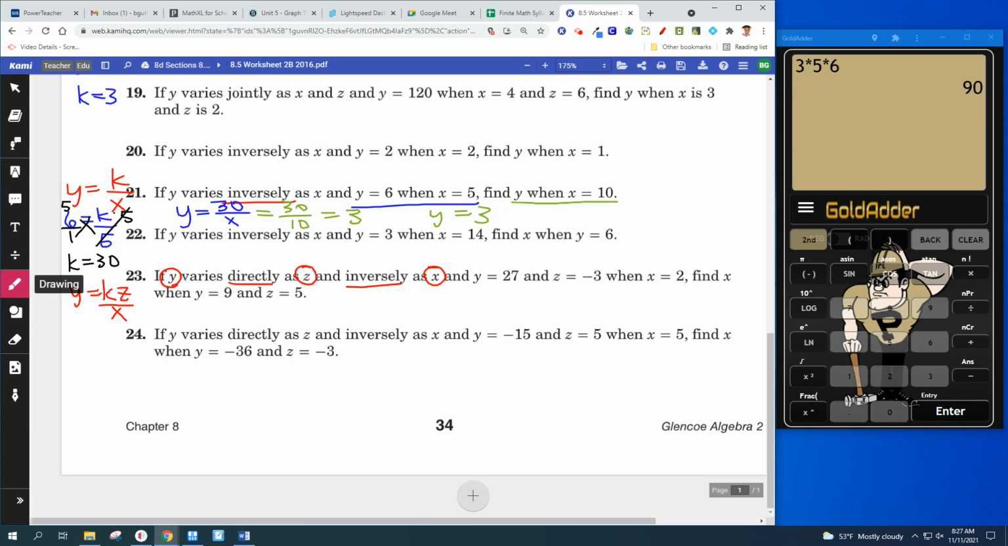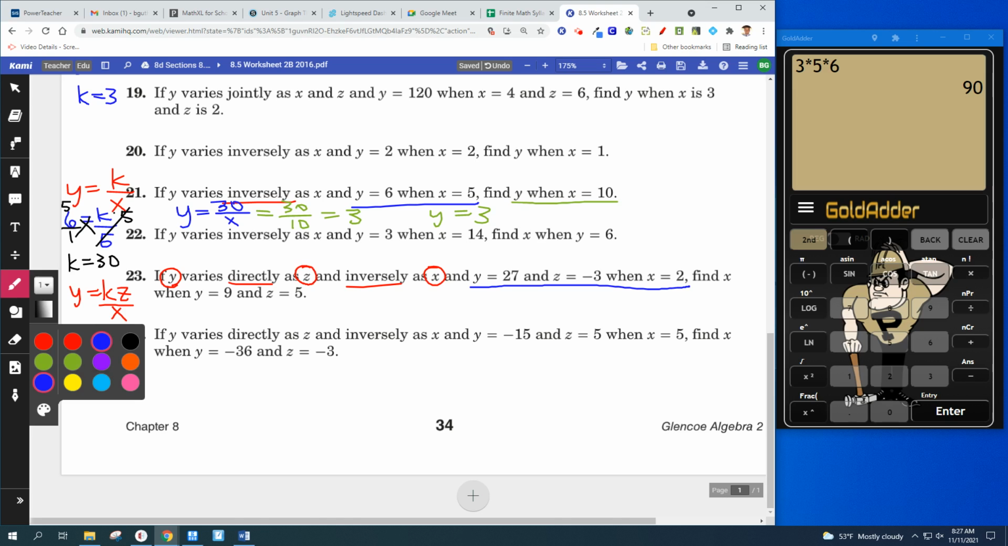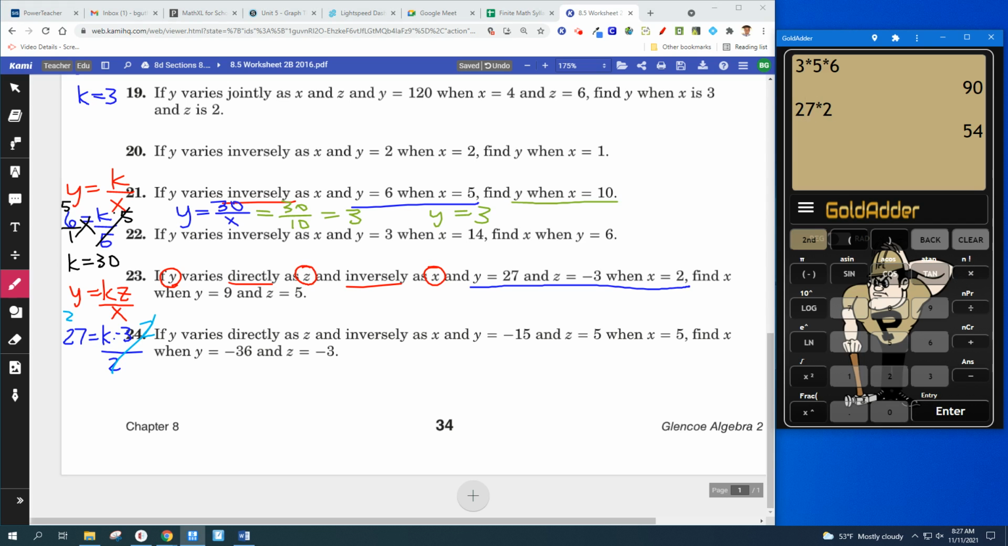Now we're going to do the same. It's the same thing over and over, right? We're going to plug in these numbers. So that's going to say 27 equals k, z is negative 3, x is 2. All right, so I want to solve this equation to find the value of k. I can't do this one in my head. This one's kind of tough, but algebraically, to isolate the variable, let's multiply by 2. 2 times 27 is 54. So I've got 54 equals negative 3k. Divide by negative 3. k is negative 18.